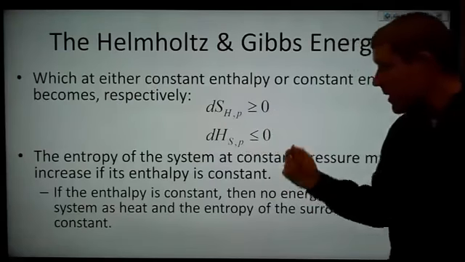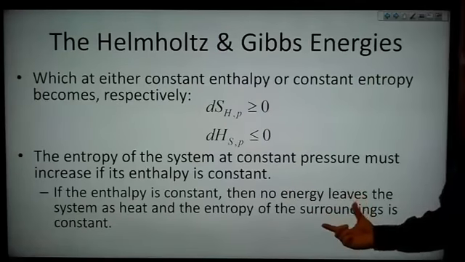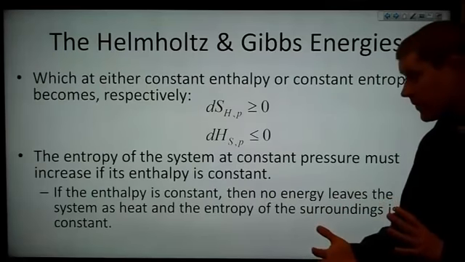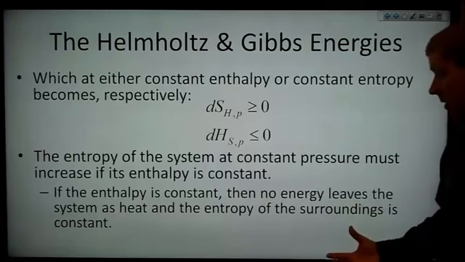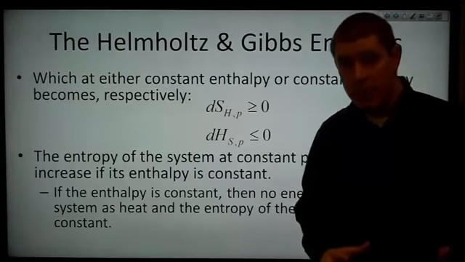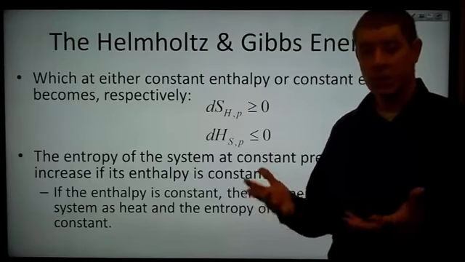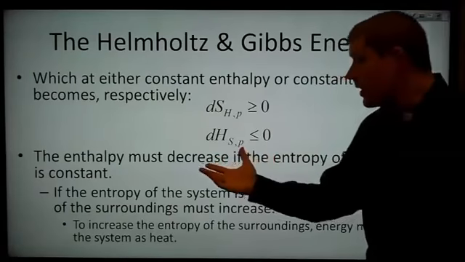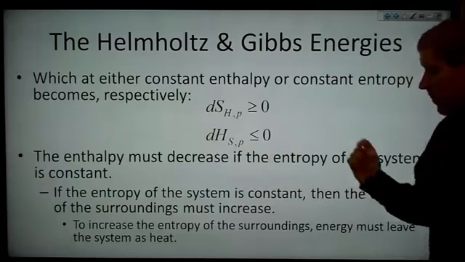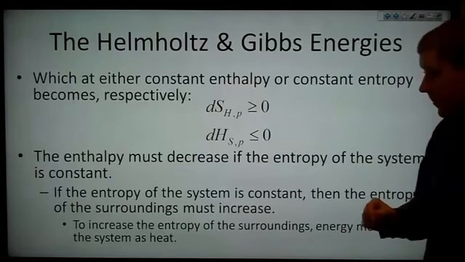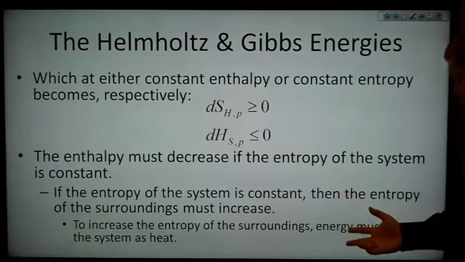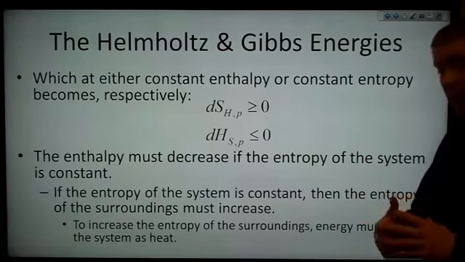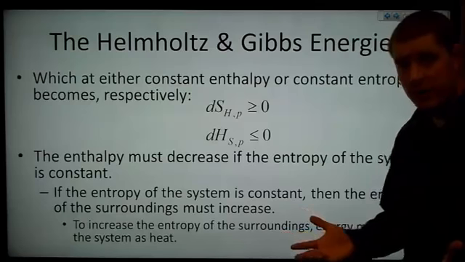So the entropy of the system at constant pressure must increase if its enthalpy is constant. That's what this says. And if the enthalpy is constant, then no energy leaves the system as heat, and so the entropy of the surroundings is constant. That means the entropy of our system has to be increasing for our spontaneous change. On the other hand, the enthalpy must decrease if the entropy of the system is constant. And if the entropy of the system is constant, then the entropy of the surroundings must be increasing, because again, otherwise we don't have a spontaneous change.